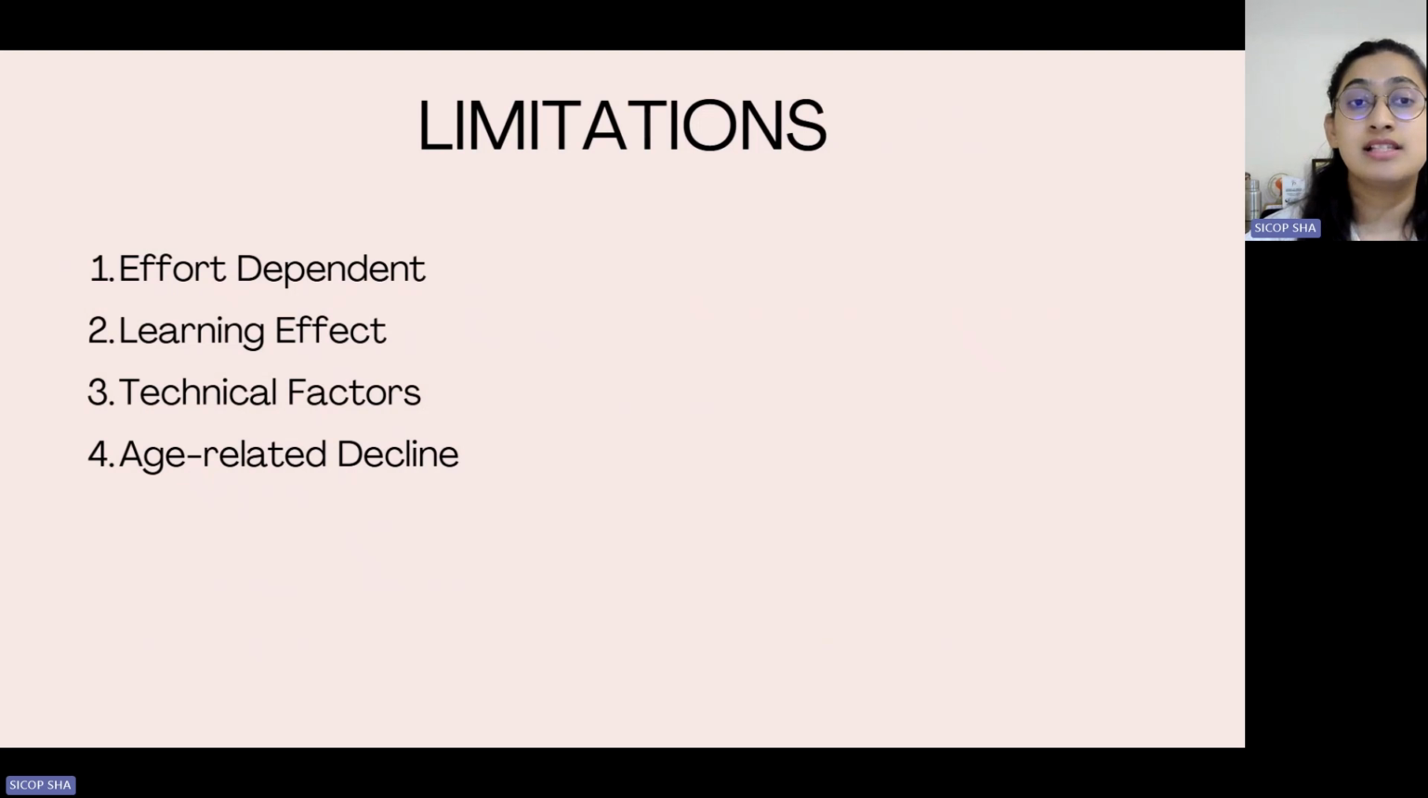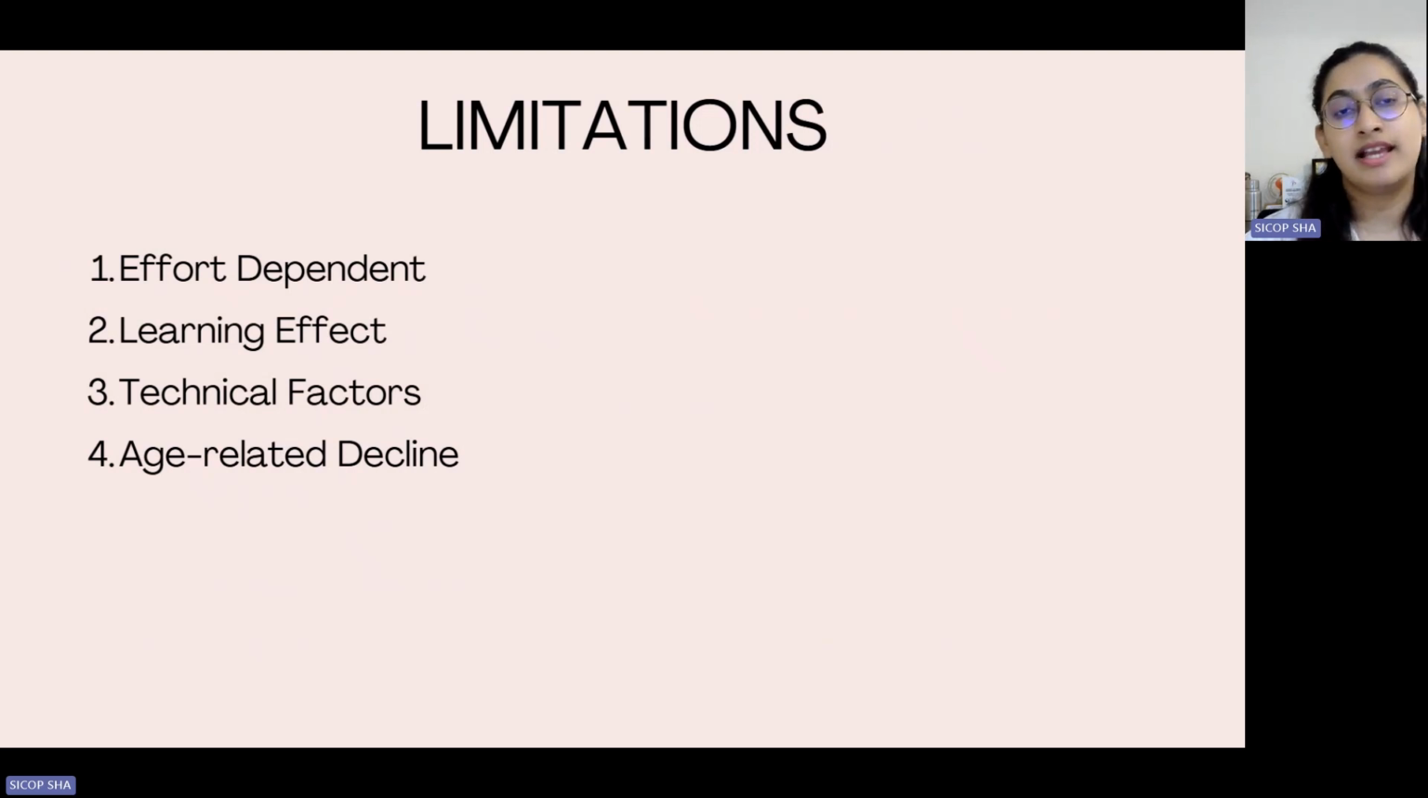Second is learning effect. As I said, it is mostly patient based, or the pace of the assessment is more dependent on the patient's efforts. So if the person is doing it for the first time, they might not be able to do it correctly, but as the patient learns the technique, the MIP values will again start differing as they get the skill of performing the assessment properly.